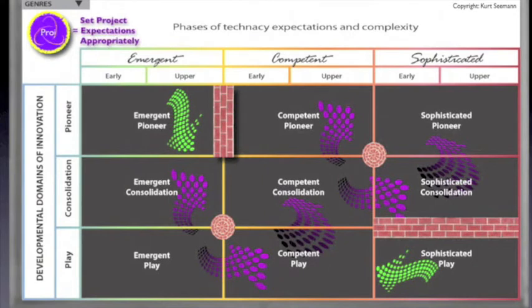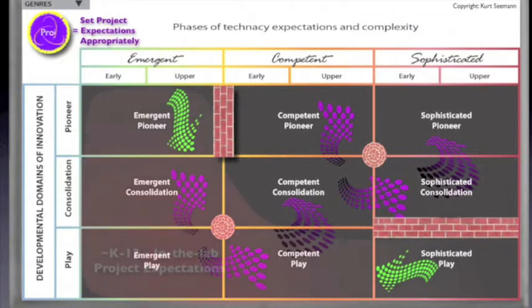In a previous video, we described the theory behind the Technacy and Innovation chart. And here we might recall that we set appropriate expectations across the chart. We set them across in terms of complexity of the projects, but also in terms of the demands we place on students in becoming more and more creative and innovative. And so we see the chart progress from early emergent right through to upper sophisticated. And we see people having an opportunity to progress from exploratory play through to consolidation and pioneering work.